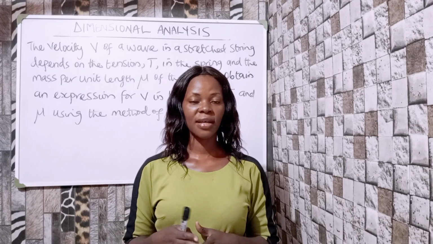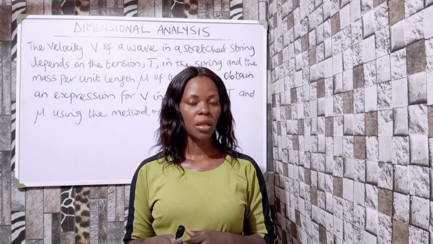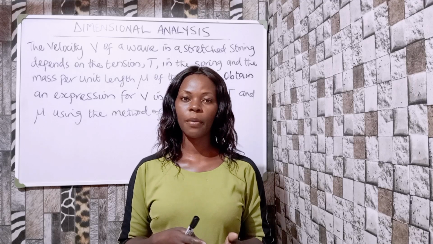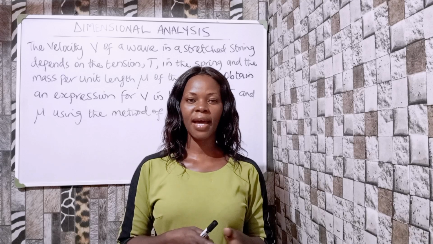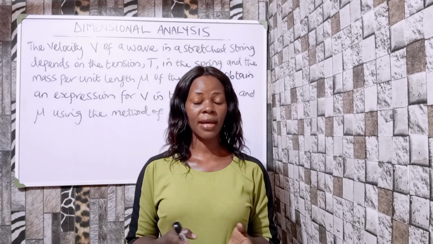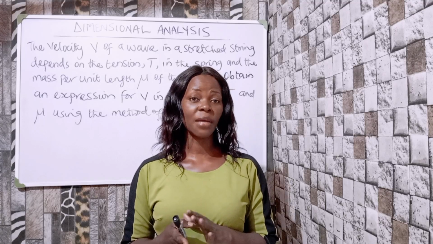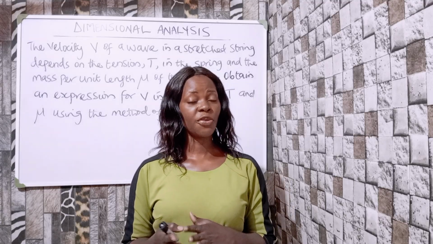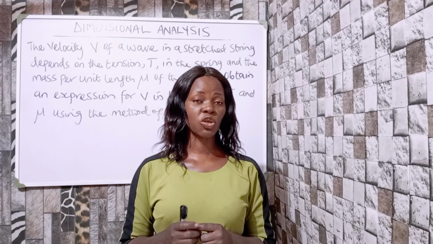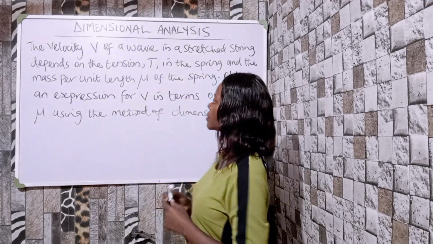Today we are going to look at dimensional analysis part 1. Previously, I solved a problem on dimensional analysis and how we can use it to find the values of constants x, y, and z. So today I want to look at another part of dimensional analysis where you can find the relationship between two variables connecting together. So let's look at this question on the board.